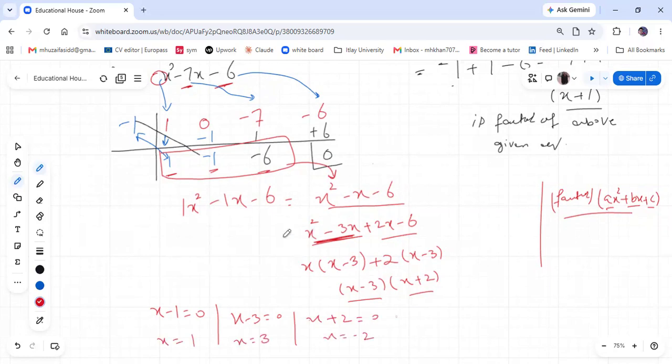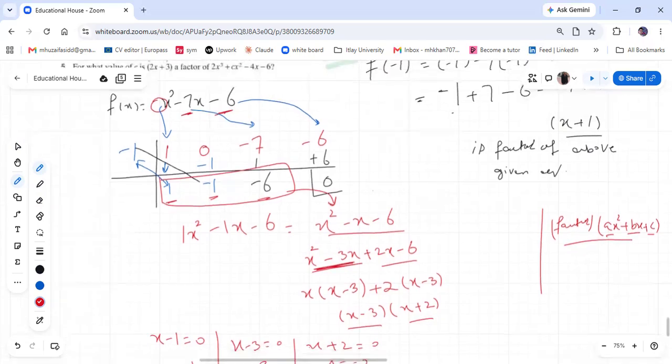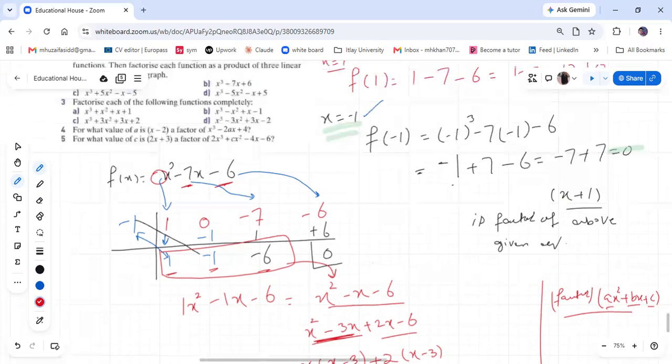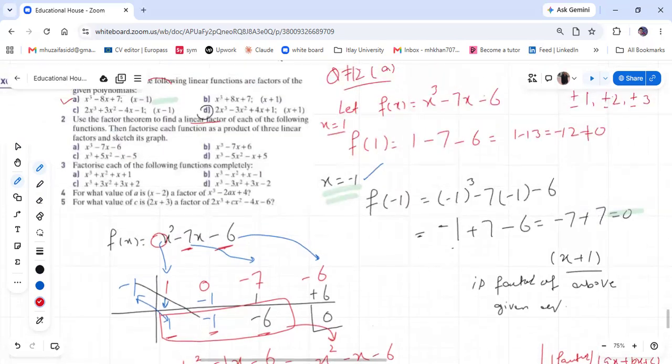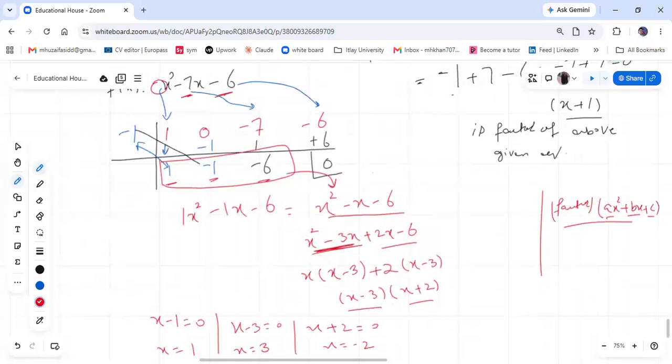So we have three multiple answers, and this is okay, because we are dealing with the polynomial of order 3 or cubic equation, and a cubic equation always has three roots or three solutions. Got it? Yes, sir. So look at it here. This is our second part. Our second requirement is completed. Factorize each function as a product of three linear factors. Factorize each. So in multiplication format, we are writing this one. So this is our requirement.